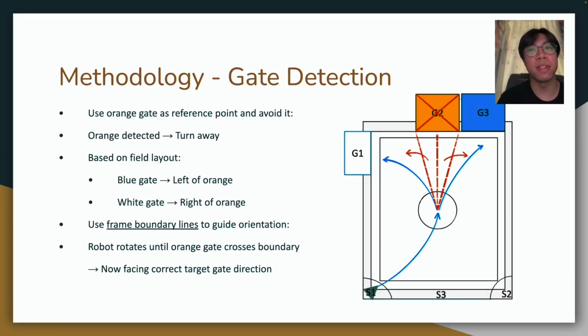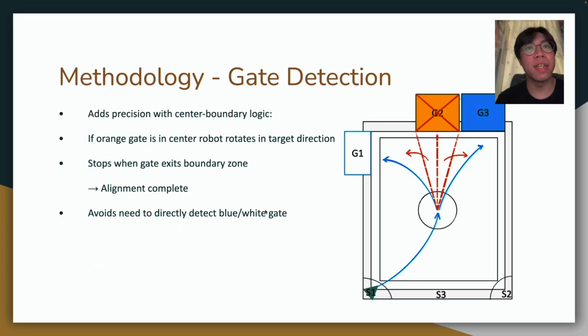We use this reverse logic for the robot to find the white gate and the blue gate. By using this logic, we can avoid directly using the blue gate and the white gate, which we failed to detect well. So we implement this gate detection to find the white gate and the blue gate.